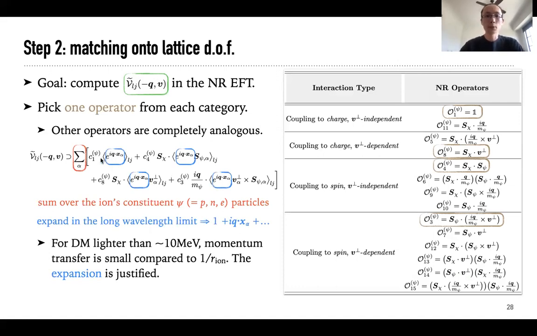So generically, if we just want to evaluate these expectation values, it will be really complicated because we have to put in the wave functions for the nucleons or electrons and sum over all of them. But in our case, we actually have a very important simplification because we're interested in light dark matter. And here below about 10 MeV in the dark matter mass, the momentum transfer is always small compared to the inverse ionic radius. So we can make an expansion in the long wavelength limit and just keep the leading non-vanishing piece.